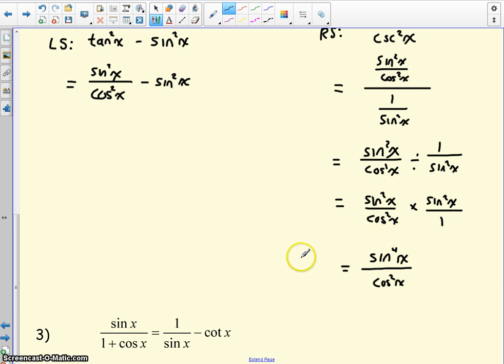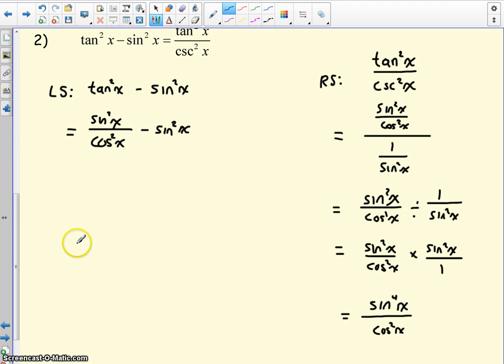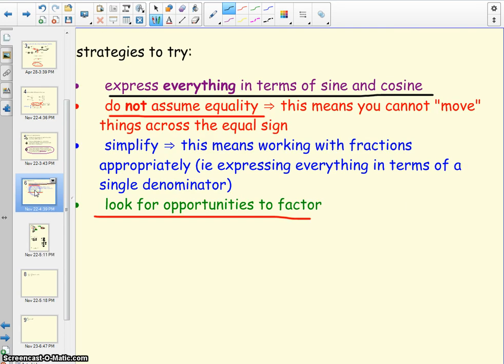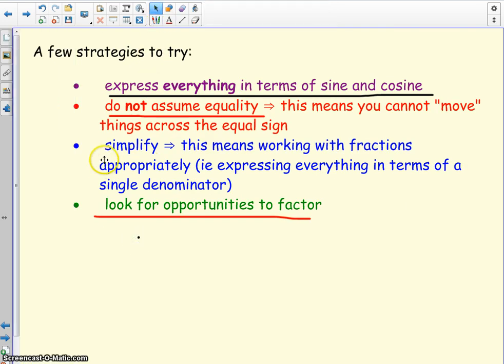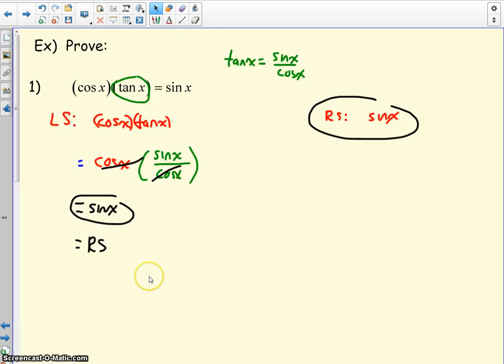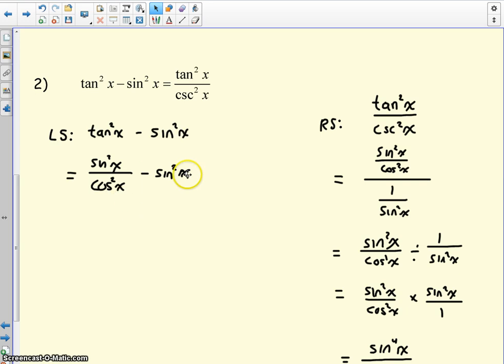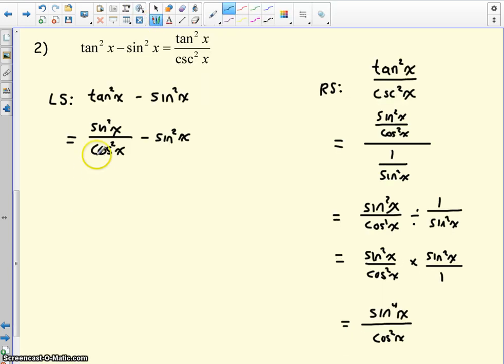I might need to come back to this later, but for now let's take a look at the left-hand side. So what I'm seeing now, I have sine squared over cos squared x minus sine squared x. One of the other things that got mentioned a lot here with my strategies is simplifying. So that means working with fractions appropriately, potentially expressing everything in terms of a single denominator. So with the one we have here, we have two things that are being subtracted. One of them is a fraction. Let's try and put them under a common denominator. Okay, so a common denominator between sine squared x over cos squared x and sine squared x, well, the common denominator is going to be cos squared x.